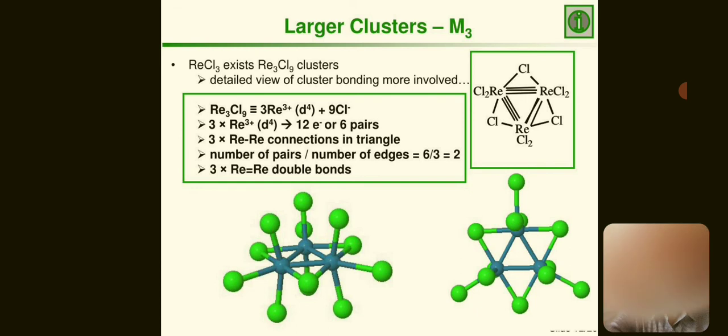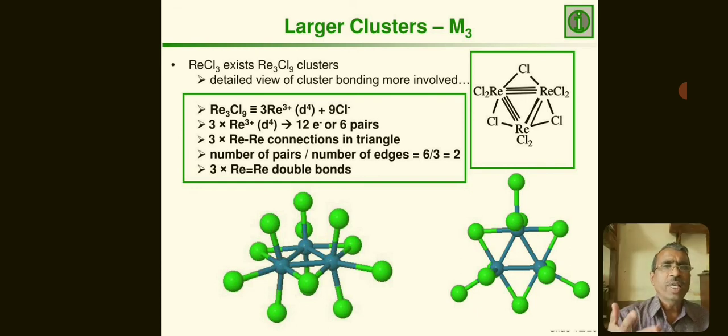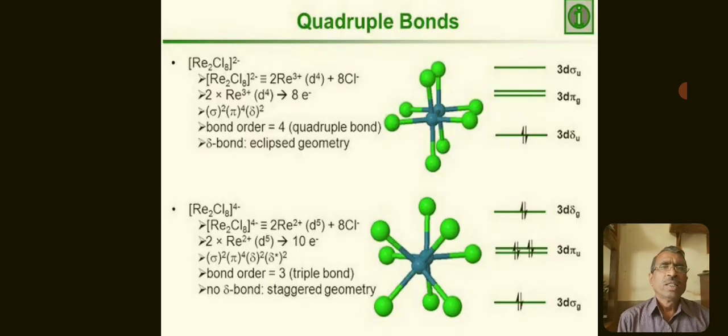Now, here I have shown the structures of the compounds. Here the structure of Re3Cl9 and various other structures are also given. The quadrupole bond. So as we have discussed, Re2Cl8, what would be the structure of this compound and how the electronic transition takes place, that is given here.